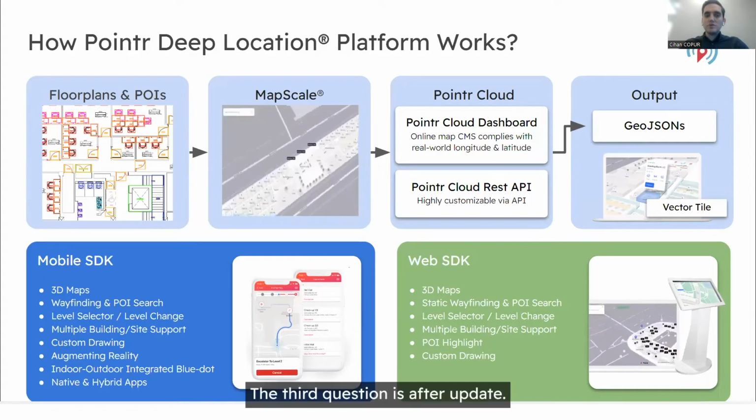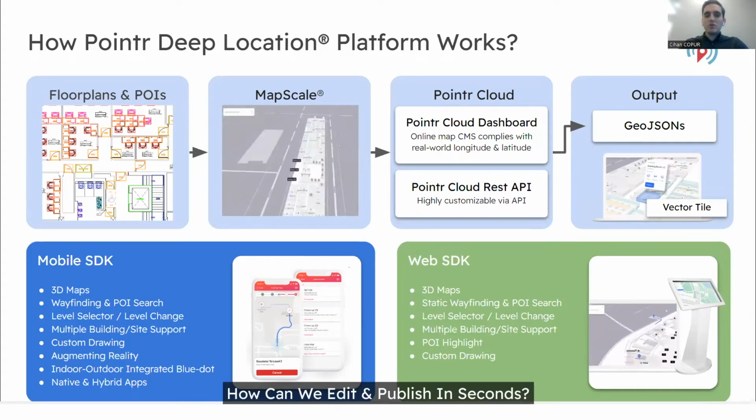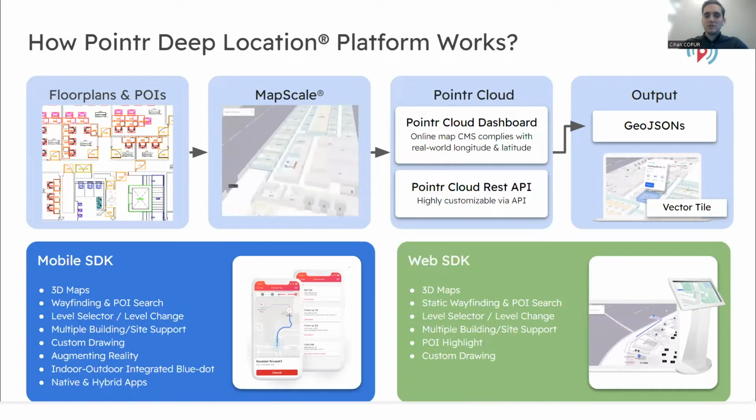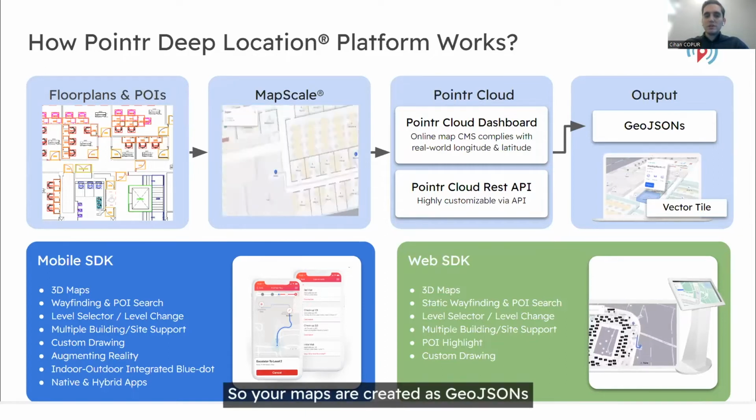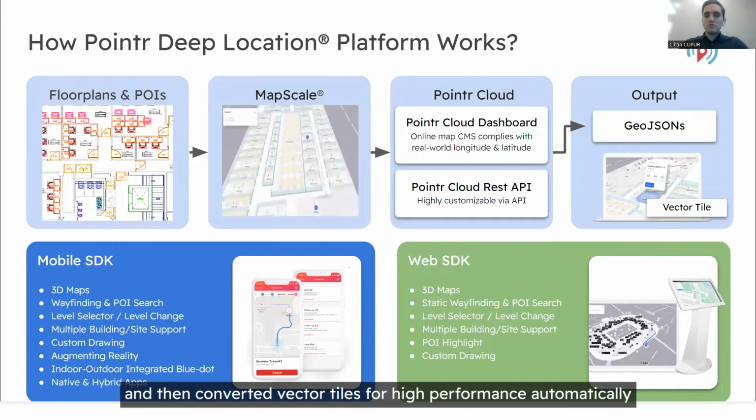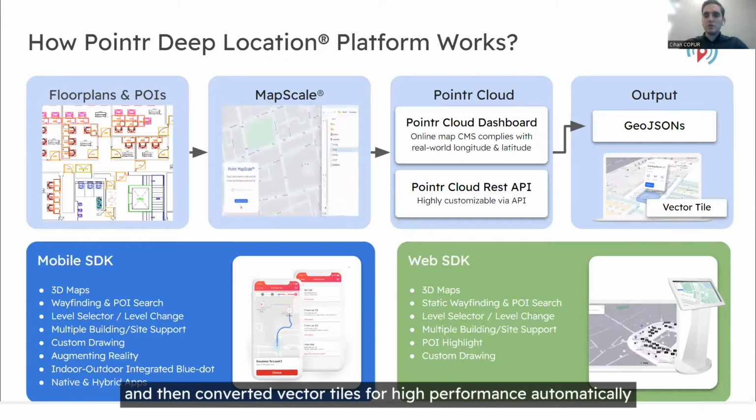And the third question is, after an update, how can we edit and publish in seconds? We have an optimized publish mechanism. So your maps are created as GeoJSON and then converted to vector tiles for high performance automatically.